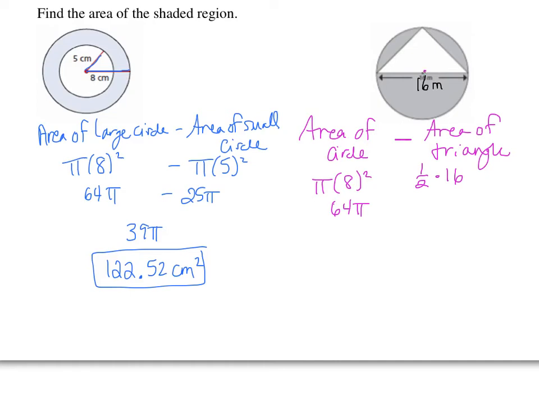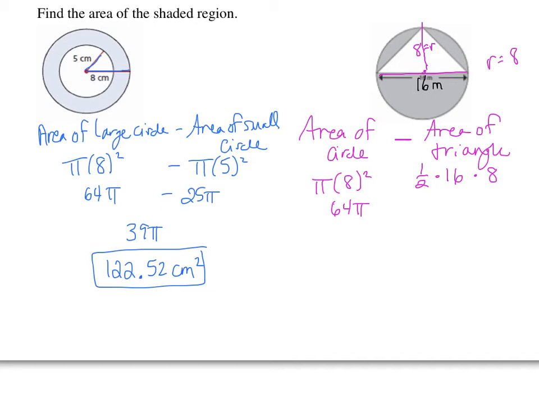If here's the center of my circle, my diameter is 16, that means that my radius is 8, right? Well, it doesn't matter where the radius goes, but if you notice, that right there is the radius, so that will be 8, and that ends up being the height of the triangle. So that's what makes this one a little bit trickier.